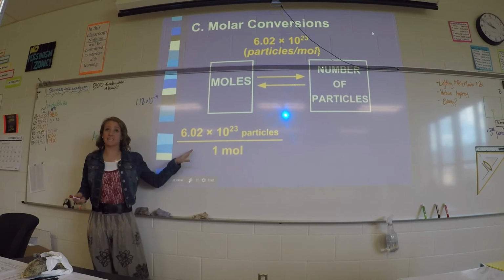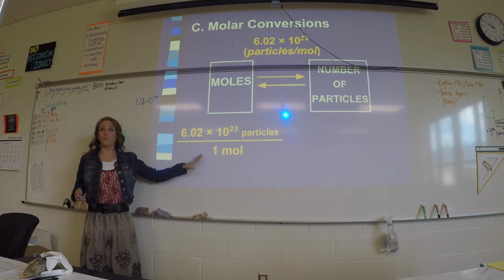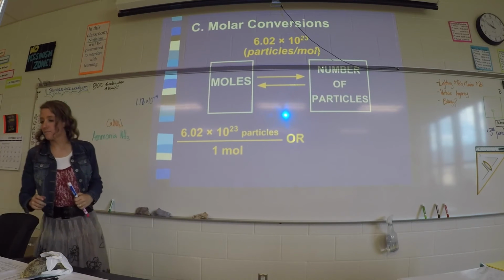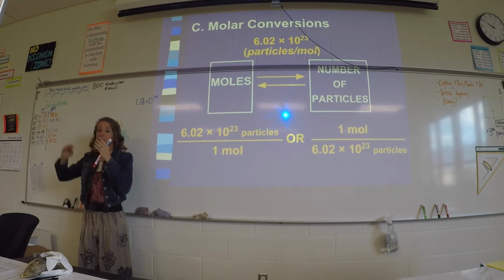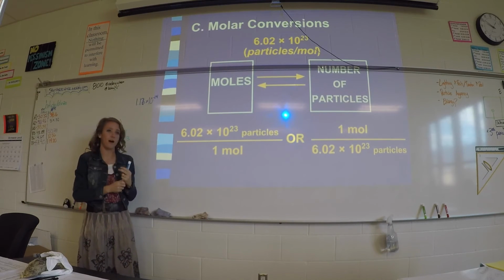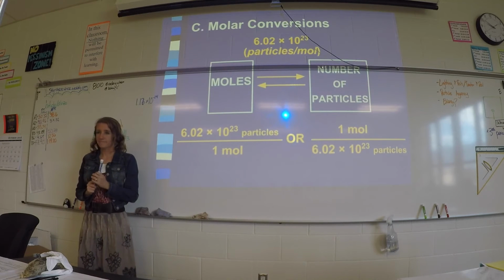So we could write them as a conversion in 2 ways. 6.02 times 10 to the 23rd per mole, or 1 mole is 6.02 times 10 to the 23rd. Right? Conversion factors can always be flip-flopped because they're equivalent to each other. Okay?